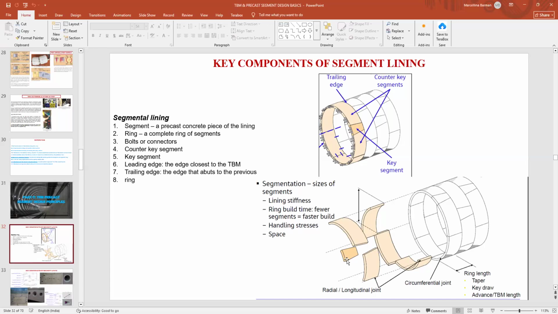And there are two parts of the segment. One is called the leading edge, and one is called the trailing edge. Leading edge means the edge that is very close to the TBM, and trailing edge means the other end of the segment. So the leading edge is the part where the TBM is putting the thrust. Now the ring length is generally 1.2 meter or 1.4 meter, and when all these rings are joined, they make the perfect circle, and that is the finished diameter of the tunnel. It can be 5.5 meter, 6.5 meter, 10 meter, whatever the diameter is.